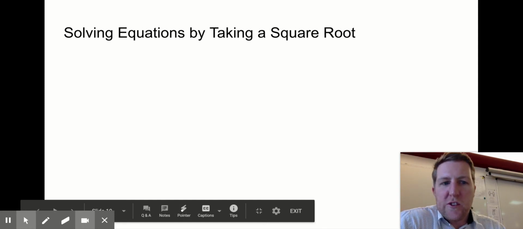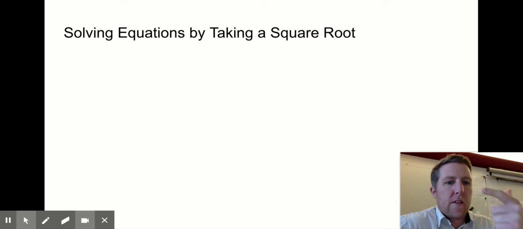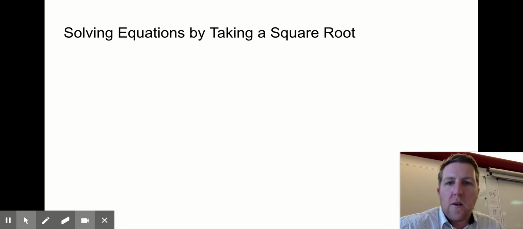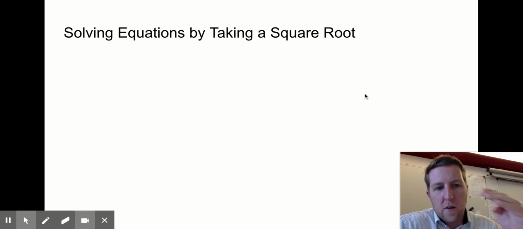Hello, welcome to this lesson on solving equations by taking a square root. So we've learned about exponents and exponent rules, learned about scientific notation. Now you're learning about how to solve an equation with a power, basically. So we've learned about solving equations, but this is kind of taking it one step further.